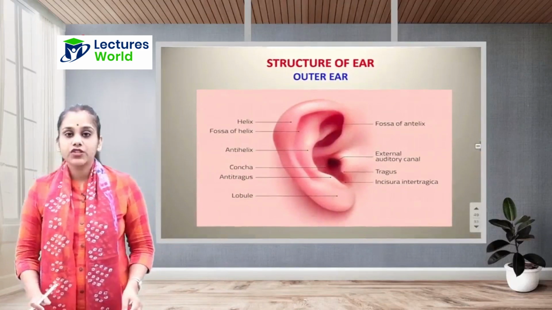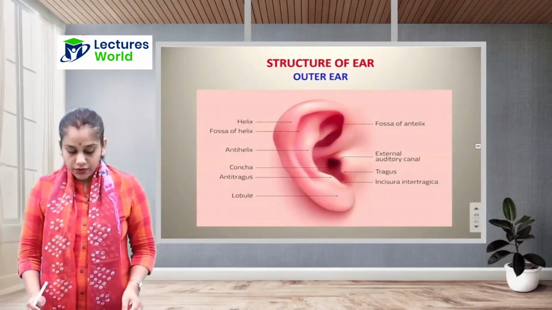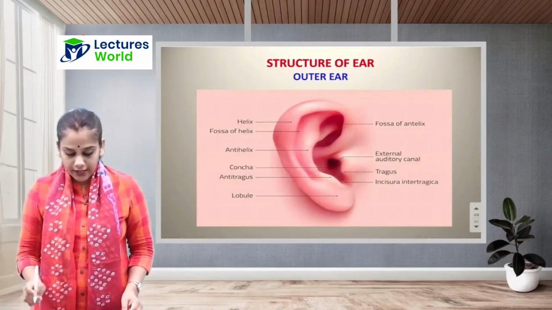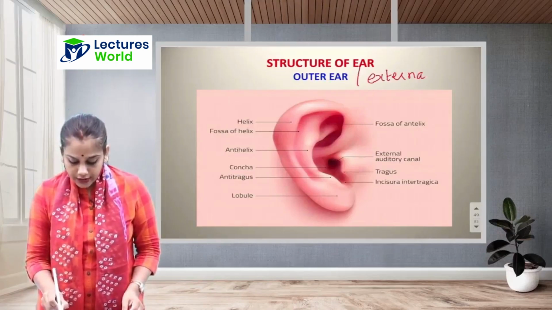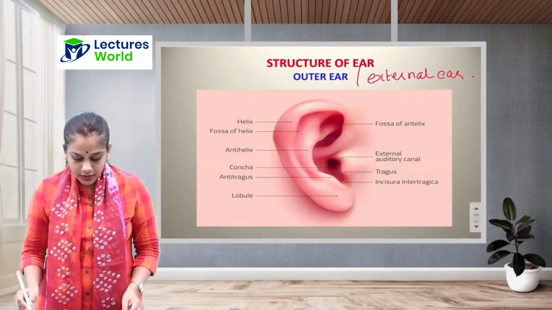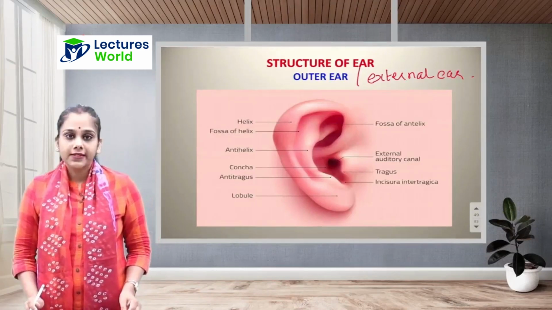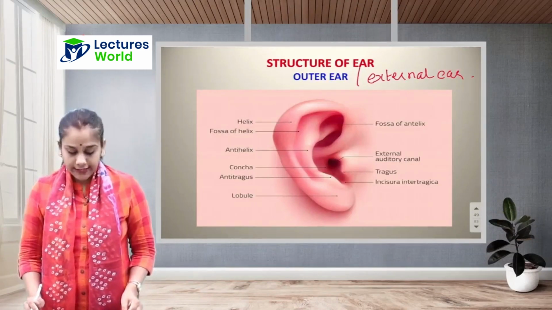So now we will see the structure of the ear. First one is the outer ear, or we can say the external ear. First we will see the parts of the external ear that can be visible.